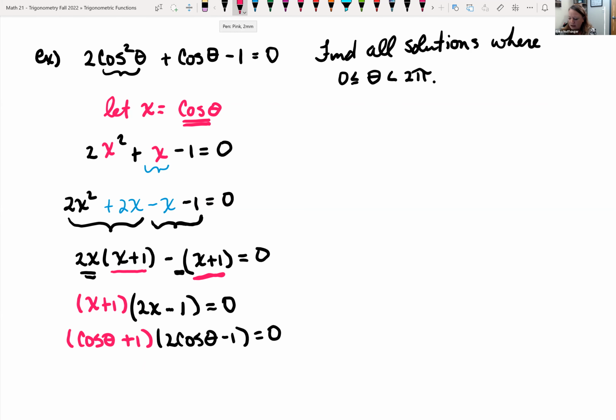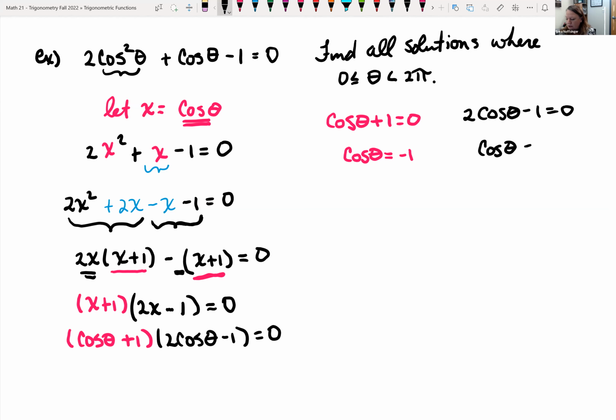So we're looking at when cosine theta plus 1 equals 0. Well, if we subtract 1, that's when cosine theta equals negative 1. And we're also looking at 2 cosine theta minus 1 equals 0. So isolating cosine theta, adding 1 and dividing by 2, we get cosine theta equals 1/2.